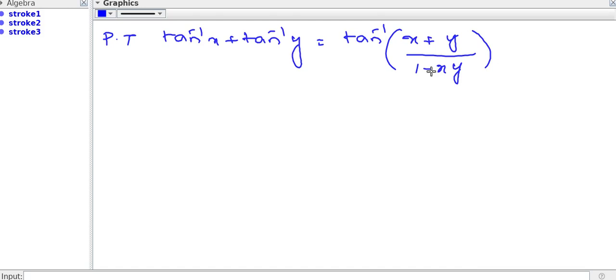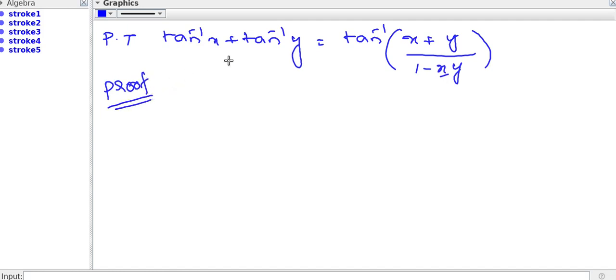So these kind of problems are very important, and you should not only take it as a problem, you have to memorize the formula also. The formula: tan inverse x plus tan inverse y is equal to tan inverse of x plus y divided by 1 minus xy. Okay, let us prove this. Proof.